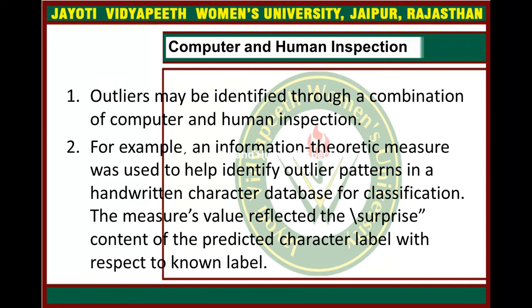So for example, an information-theoretic measure was used to help identify outlier patterns in a handwritten character database for classification. This is basically the purpose of classification, to match whether it matches our database or not, so that after matching we can classify that thing. The measure's value reflected the surprise content of the predicted character label with respect to the known label.